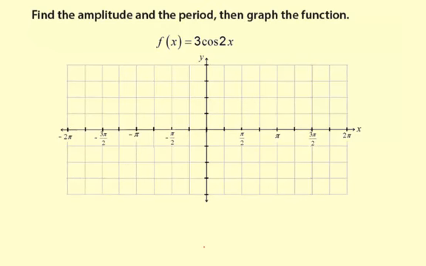Find the amplitude and the period, then graph the function. Now remember, this number in front is the amplitude. So the amplitude is 3.